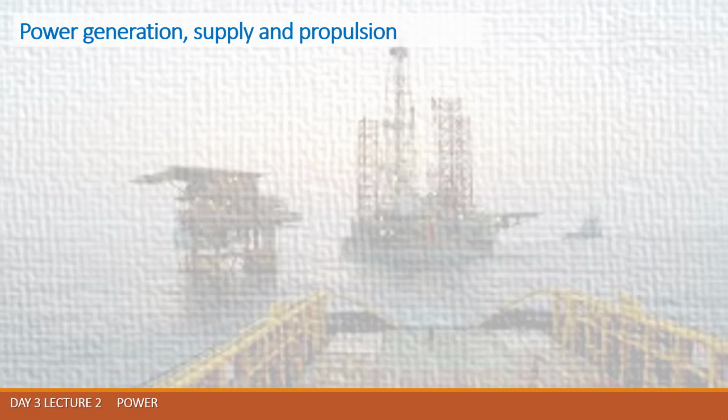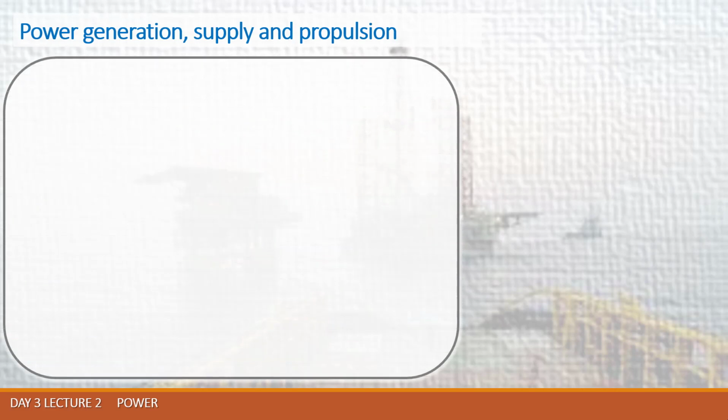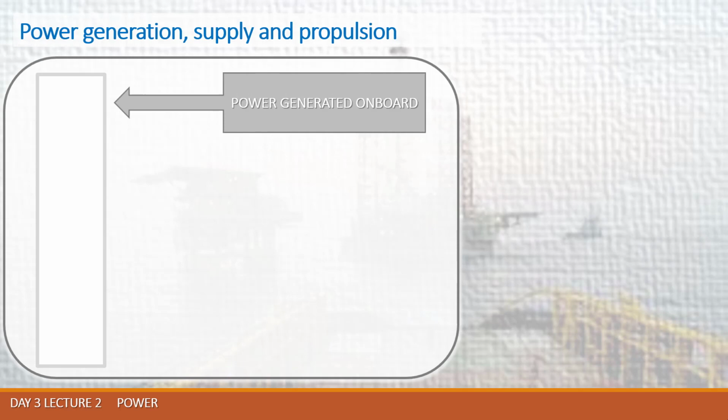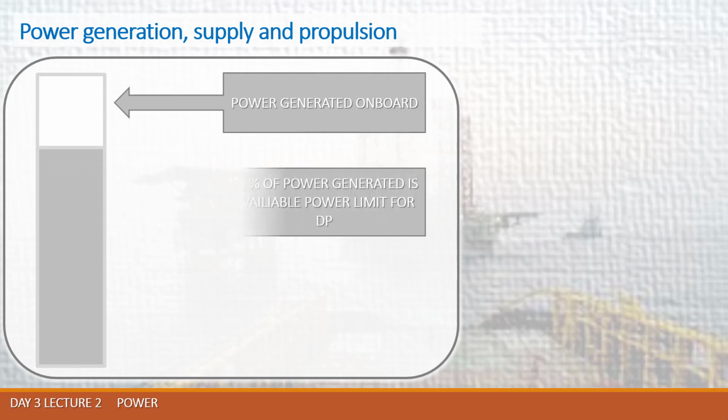Now let's discuss the available power concept for the DP system. With the white graphical vertical bar, the power generated on board is presented. For DP purposes, we are allowed to use 80% of power generated on board, and that is called the available power limit. This is done to avoid overloading of generators and thrusters and to prevent a blackout due to overloading.